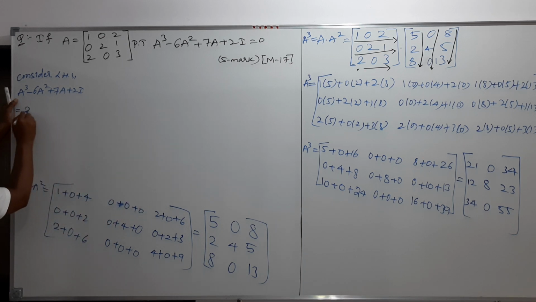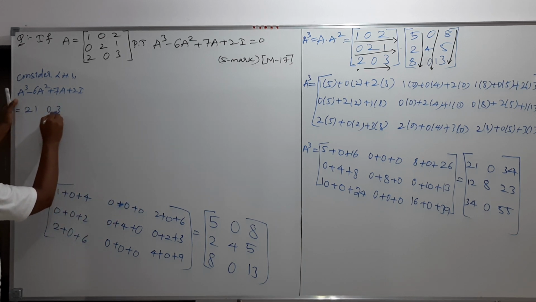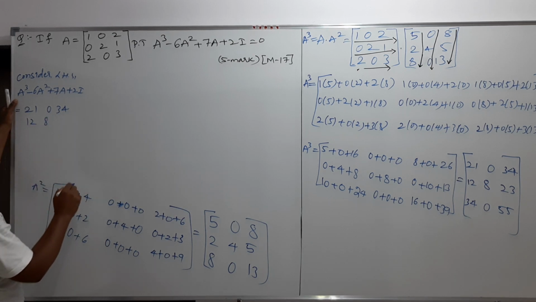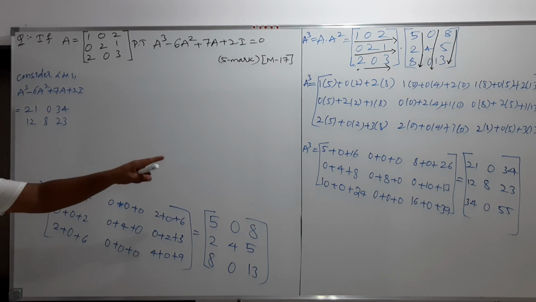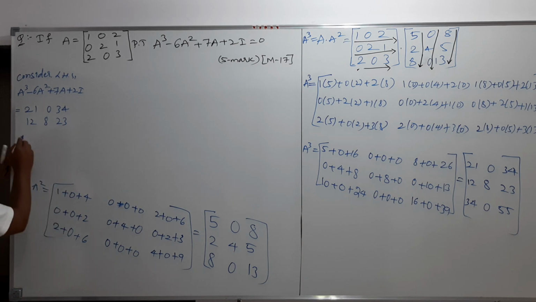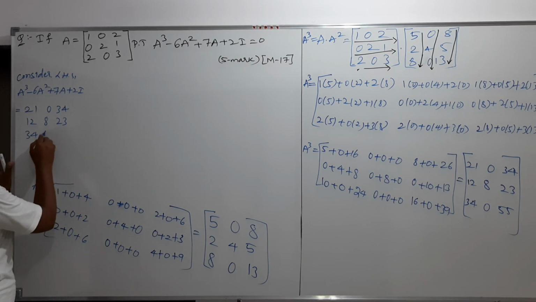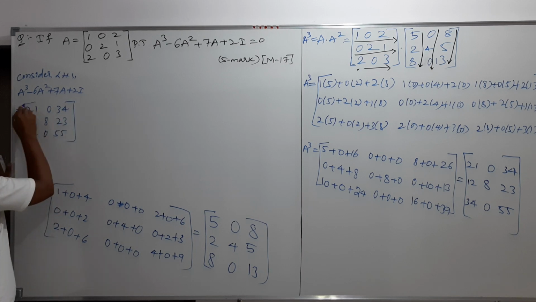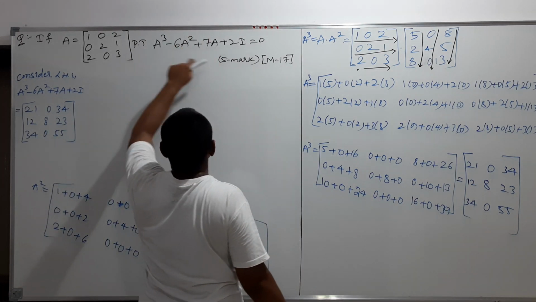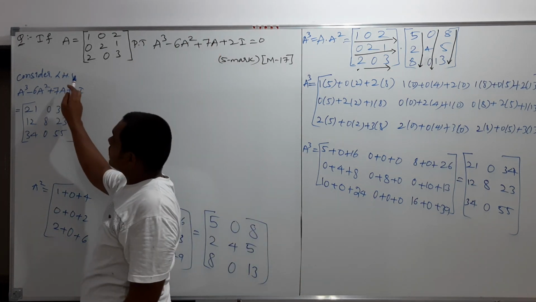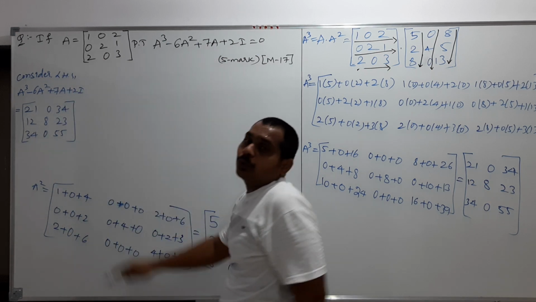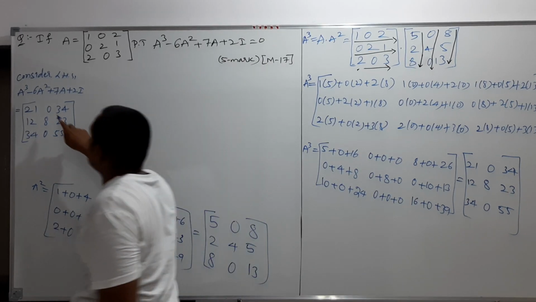A cube is here 21, 0, 34, 12, 8, 23, next 34, 0, 55. This is your matrix A cube value. I am substituting the entire values in this LHS part. Therefore consider the LHS: A cube minus 6A square plus 7A plus 2I. In this matrix, I am substituting the values of A cube.